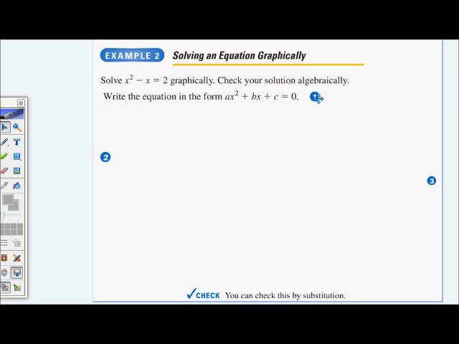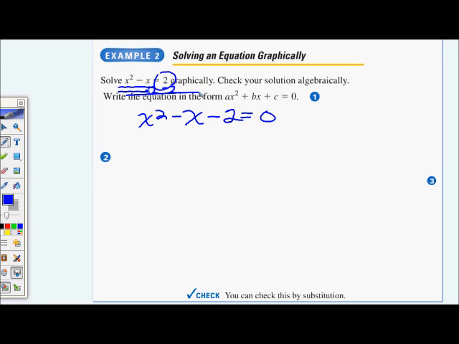All right, so when I am doing that, I need to make sure that I get my 2 to be my constant term, and it's going to equal 0. So changing that, I will get x squared minus x, same as here, but this time I need it to be minus 2 equals 0. I needed to subtract 2 from both sides.